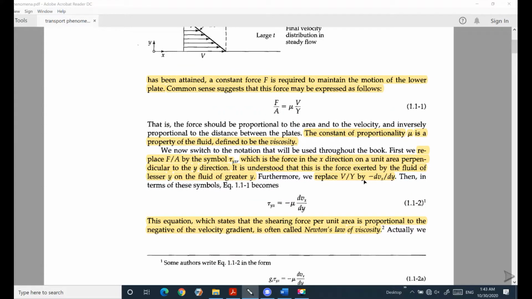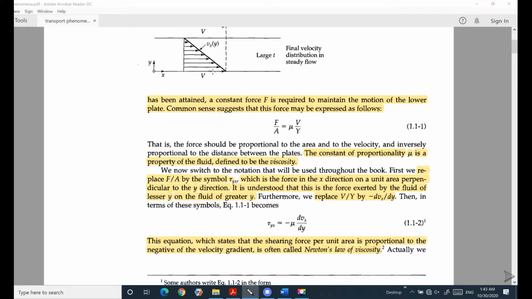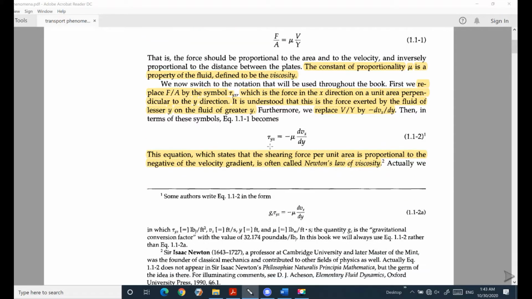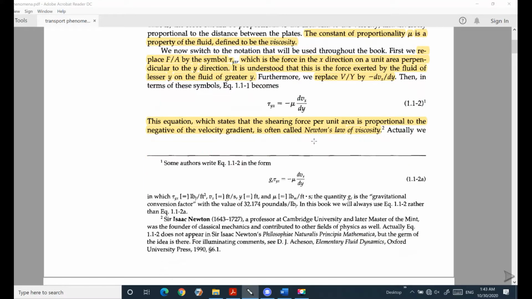Then also, if I replace V over Y by minus dVx over dy, because we just consider here the velocity profile in the x direction, Vx, then in terms of symbols I can write this equation here. This equation states the shearing force per unit area is proportional to the negative of the velocity gradient, and is often called Newton's law of viscosity.